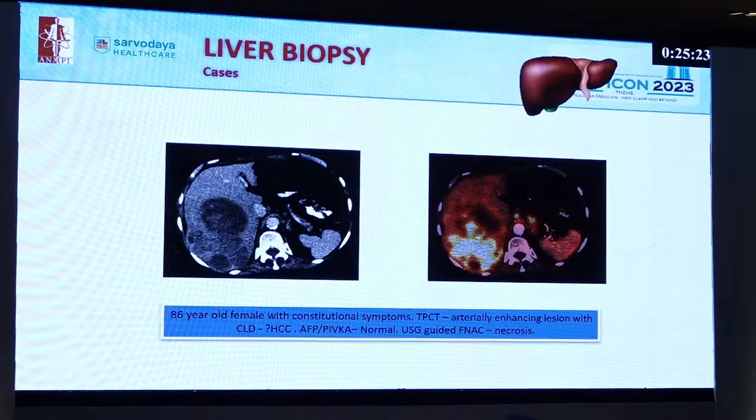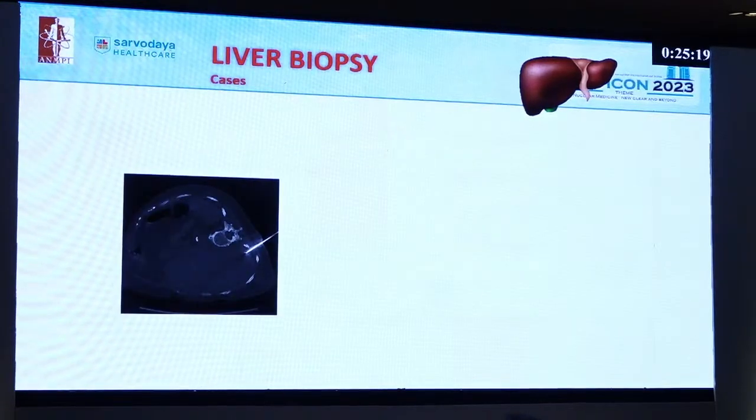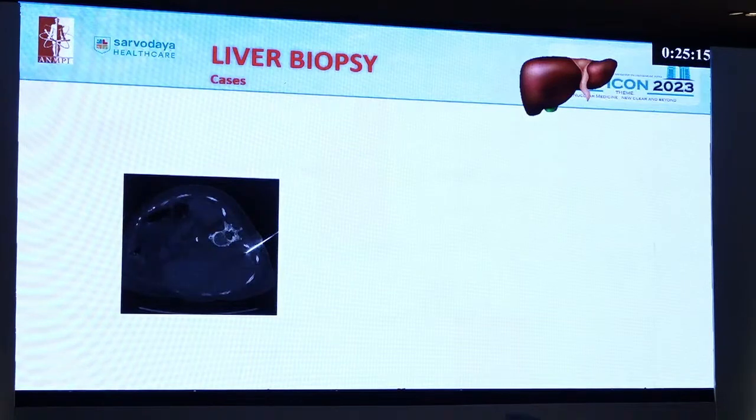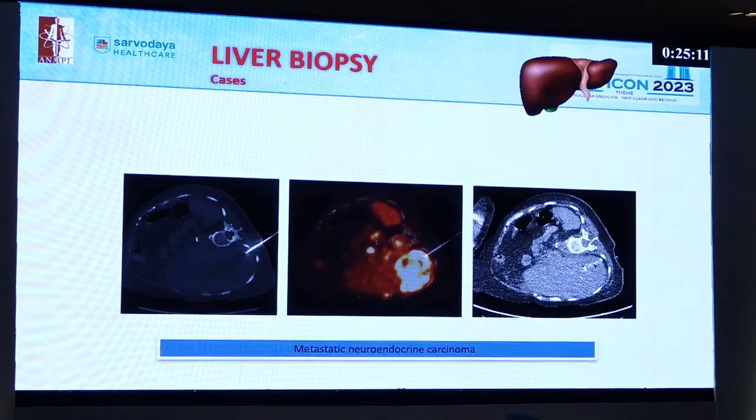So this patient was referred to us for a PET-CT guided biopsy, and we did a PET-CT guided biopsy from this lesion. We went slowly to the lesion, and we targeted the FDG avid site, and it turned out to be metastatic neuroendocrine carcinoma.